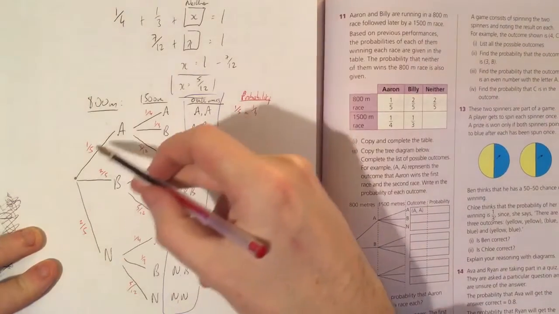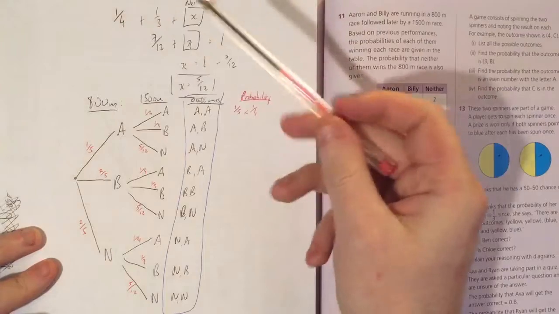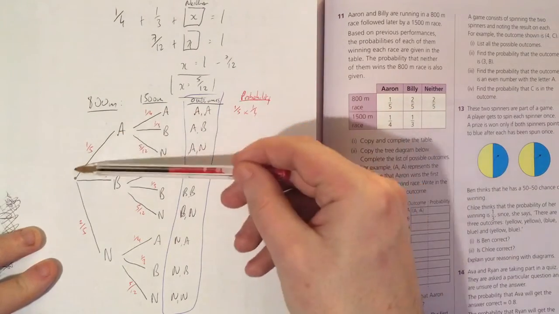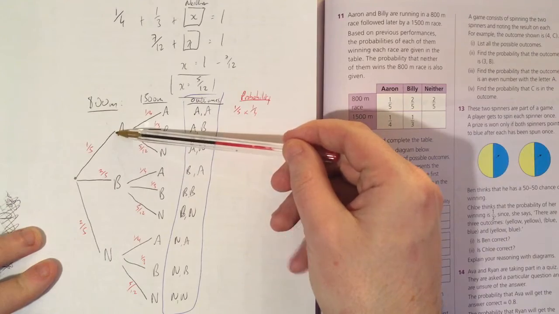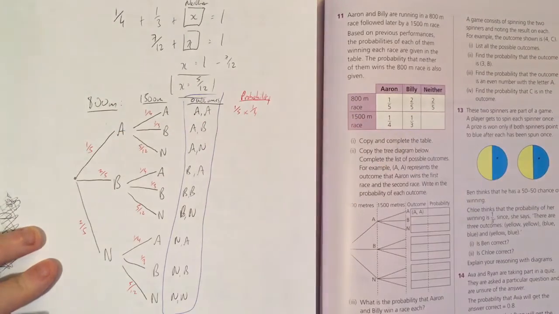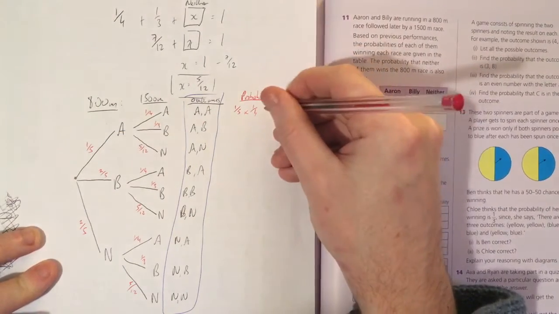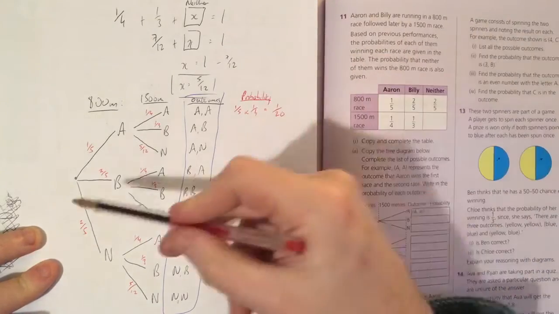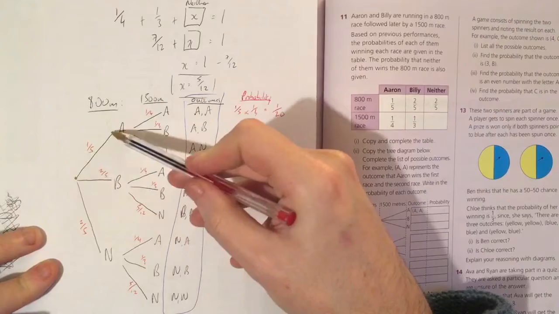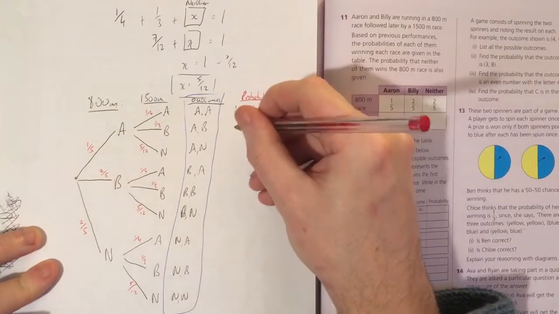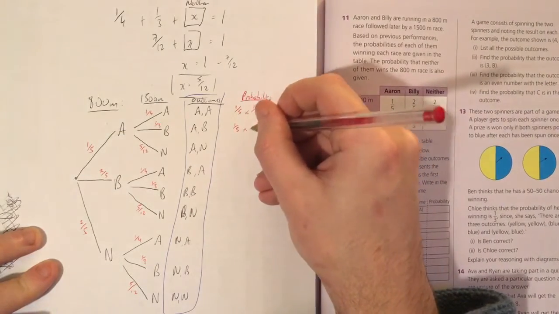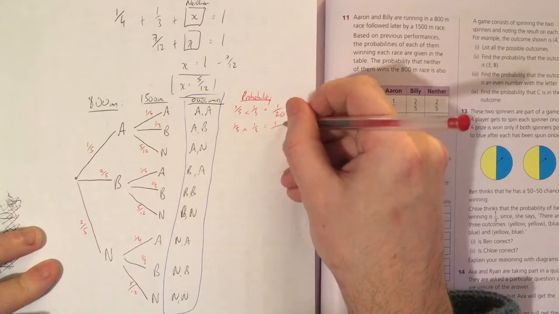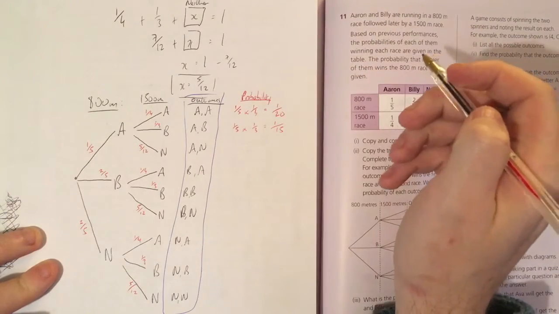So you multiply across these branches, okay? When you're combining events, Aaron and then Aaron, you multiply the probability that Aaron wins the first one by the probability he wins the second one. So 1 in 5 multiplied by 1 in 4 is 1 in 20. Aaron then Billy, 1 in 5, then 1 in 3. So 1 in 5 multiplied by 1 in 3, and that is 1 in 15.